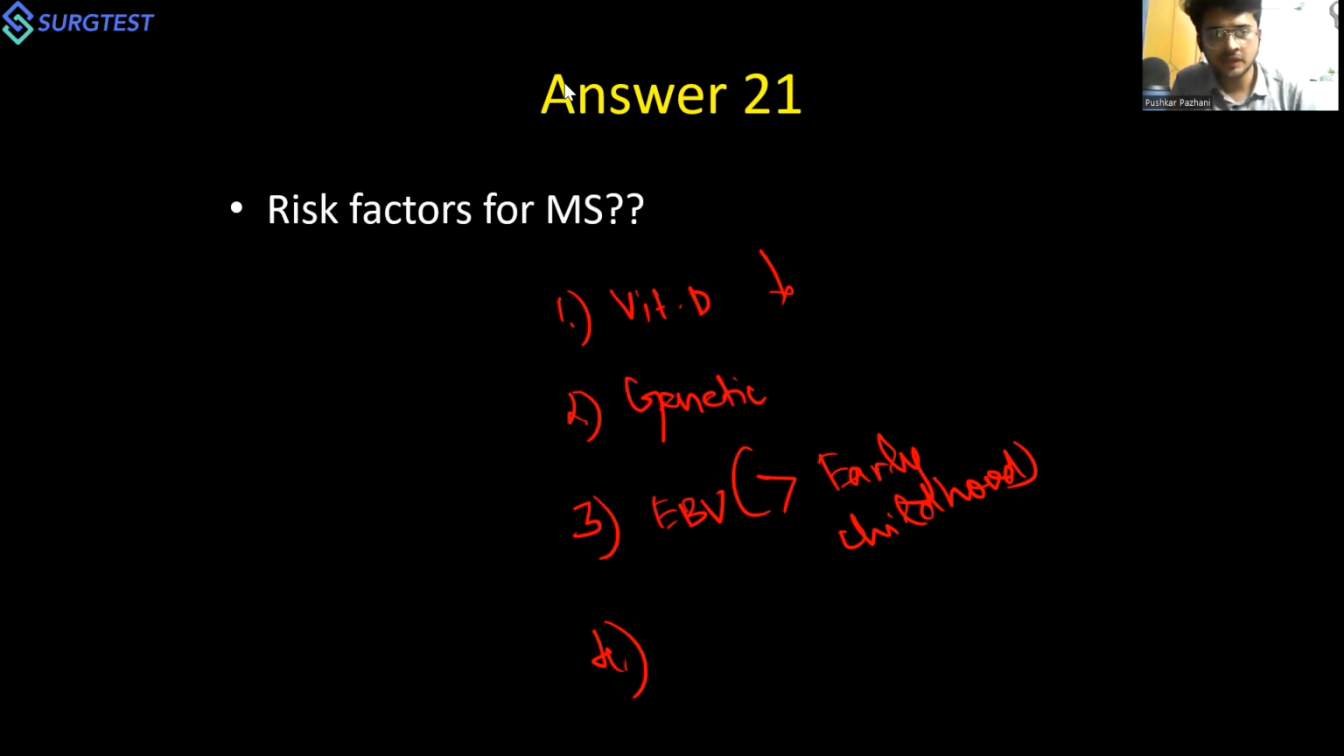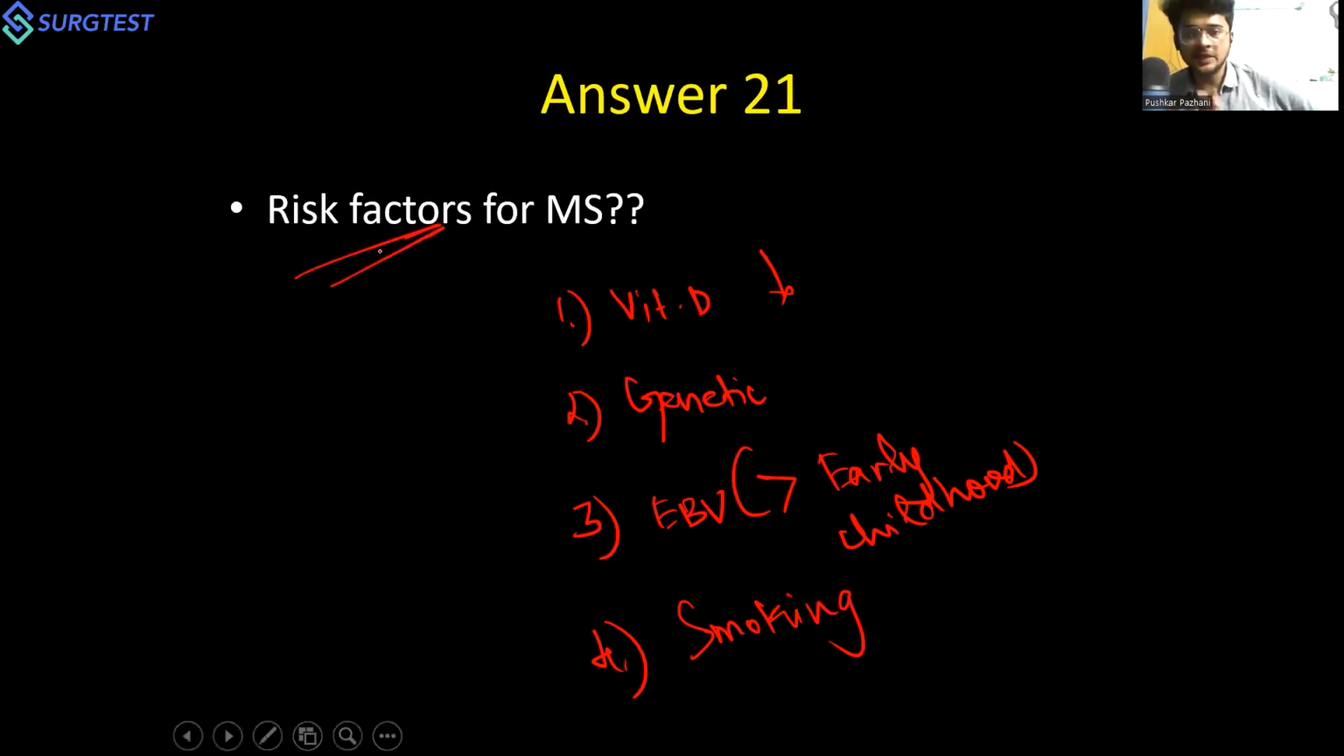Yeah, Sayaj, I see your answer on HLA. There's an update in the 21st edition, which I'll come to. Yeah, great, Priyanka. The answer is smoking. So these are the proven risk factors. Okay, so these are the proven risk factors for multiple sclerosis: vitamin D deficiency, genetic, which we will be coming to, and Epstein-Barr virus infections that are acquired after early childhood or in adulthood, and also cigarette smoking. So don't forget this very, very important fact.